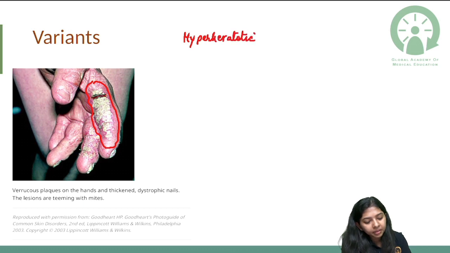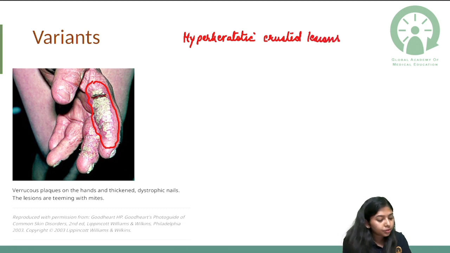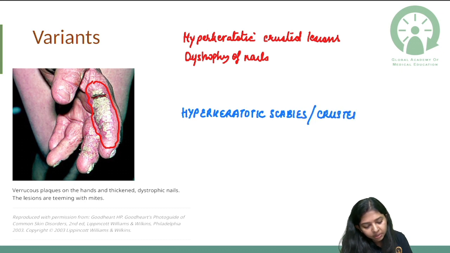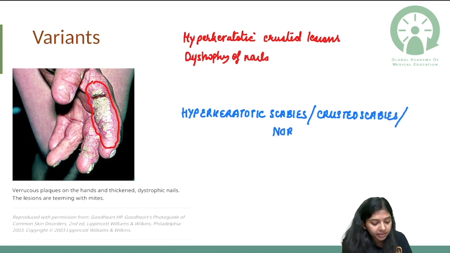Hyperkeratotic crusted lesions. And you can also get dystrophic nails. Dystrophy of nails, right? So, this is called hyperkeratotic scabies, crusted scabies, or Norwegian scabies. Why Norwegian scabies? Because it was first identified in leprosy patients of Norway. So it's also called Norwegian scabies.